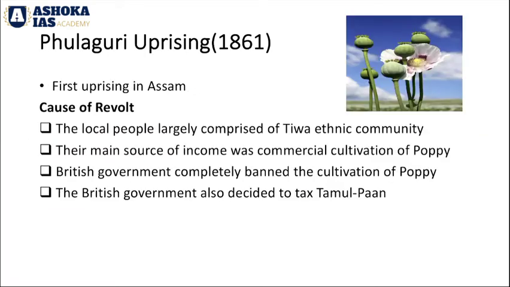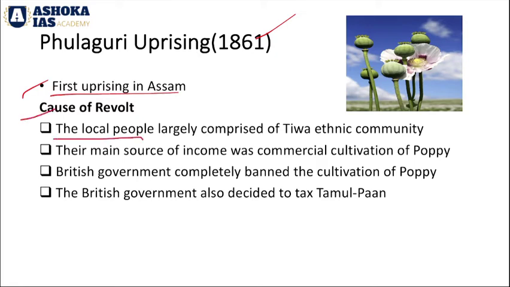The next revolt was the Phulogri uprising of 1861. It is one of the most important revolts which took place in Assam. This was the first uprising in Assam. The Jayantia rebellion was the first peasant uprising in Northeast. The Phulogri uprising was the first uprising in Assam. Let us look into the causes of the revolt.